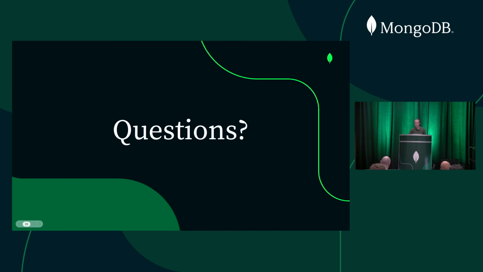So a corollary question then would be: through the process of developing this, have you come up with any tips and tricks for a very strictly typed system like C# on top of Mongo, versus something like Python or Java?